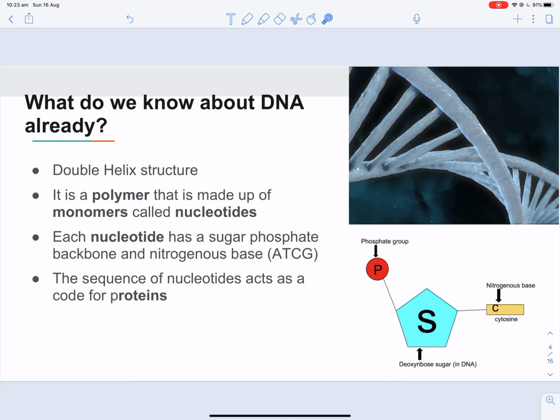So what do we know about DNA already? So we know it's a double helix structure. We know that it's a polymer that's made up of monomers called nucleotides, and each nucleotide has a sugar and a phosphate backbone with a variable nitrogen base. So this can change, and it can either be A, T, C, or G. And so the sequence of how these nucleotides join together is the code for the protein, so the order of these nucleotide bases.